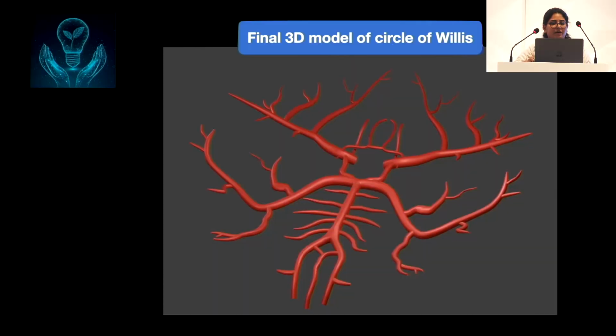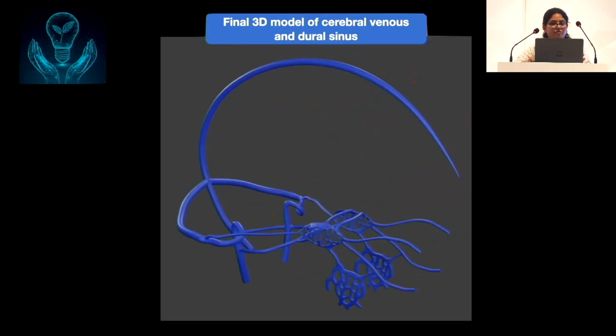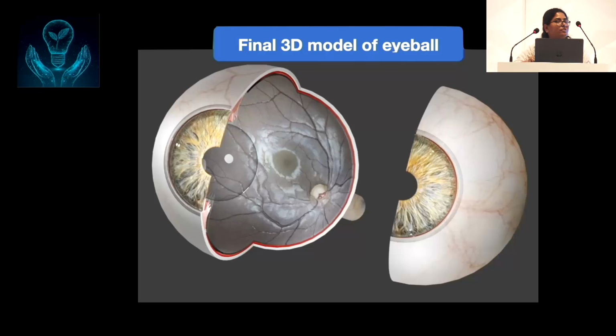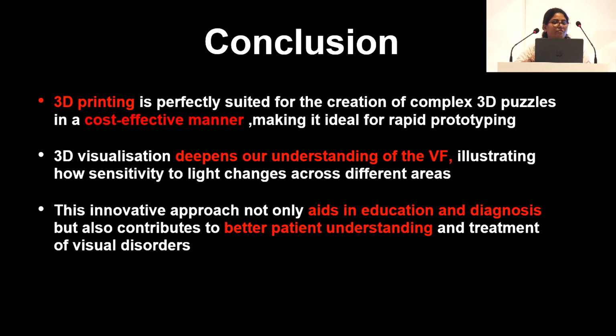We also made a 3D model of the circle of Willis. This is how the final model looks, along with the cerebral venous system and the dural sinuses. We also have a 3D model of the eyeball, which segregates each and every layer for better understanding by the neophytes. Finally, concluding, 3D printing is perfectly suited for creating complex 3D puzzles in a cost-effective manner, making it ideal for rapid prototyping.